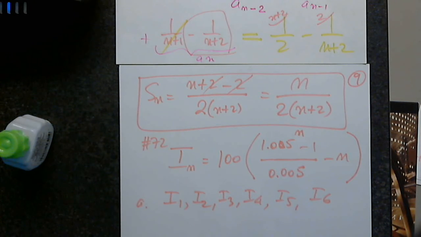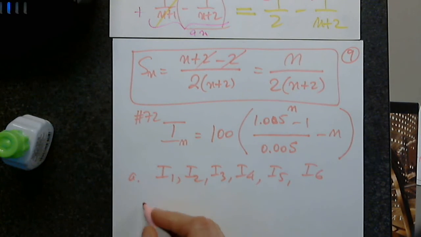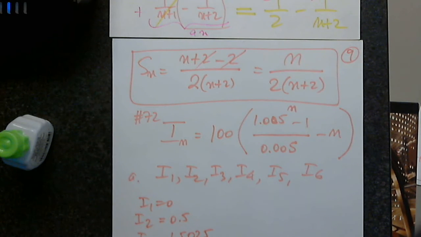So they want us to find I1, I2, I3. So I go to second and table. And I plug in 1, 2, 3, 4, 5, and 6. Very good. So I1, I'm going to copy them. I2, 0.5, I3, 1.5025, I4, 3.01, I5, 5.0251, and the last one, 7.5502.